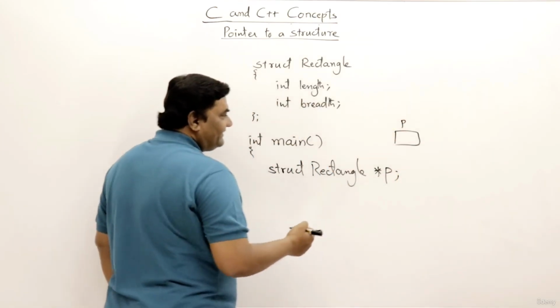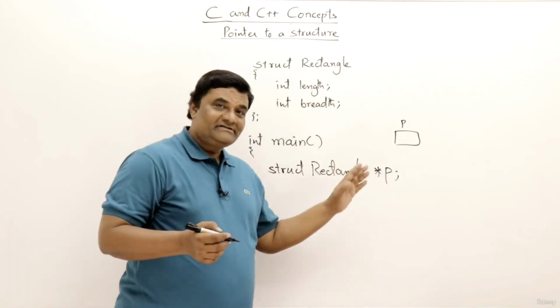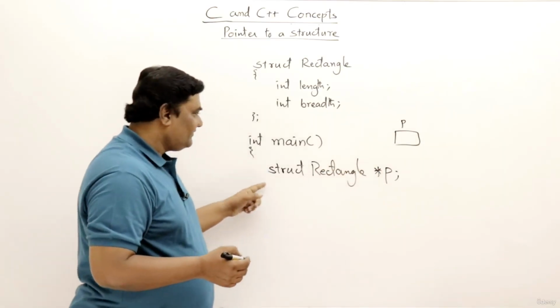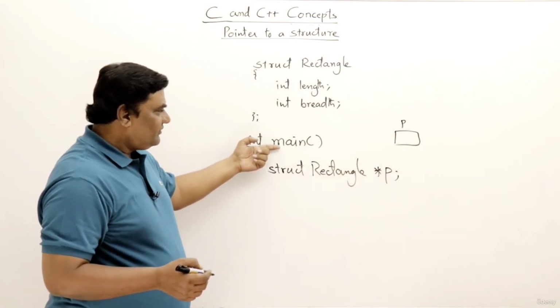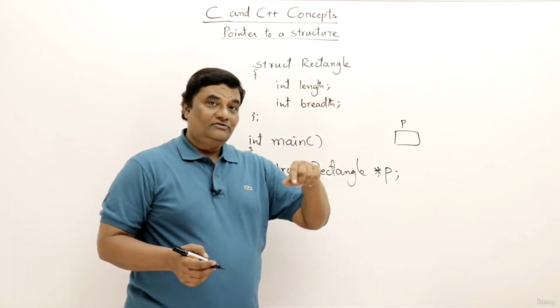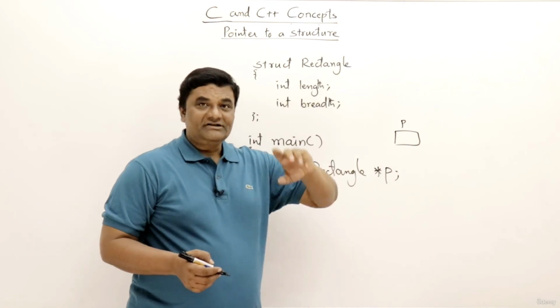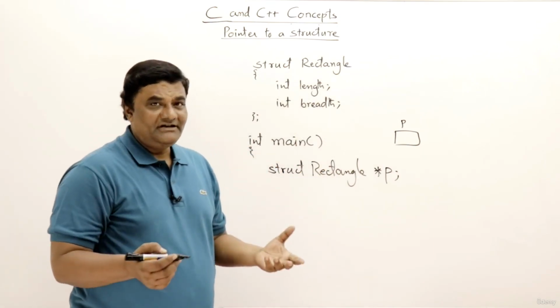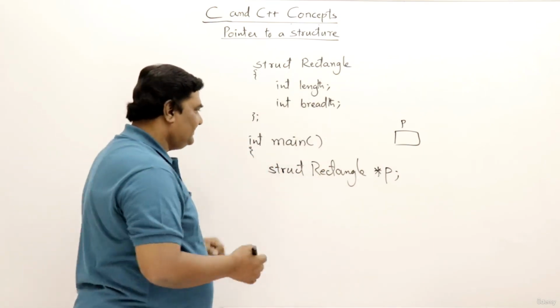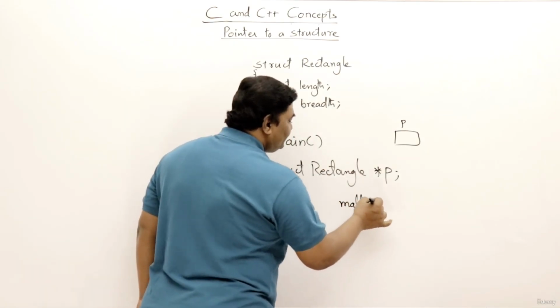So this P is a pointer, and it will be created inside the stack. Now already you are familiar, when you declare variables, they are created inside the stack as a part of the activation record of the function. So yes, it's a variable, so it's inside the stack. Now we want a variable of type structure, an object of type structure in heap. So how to get the memory in heap? Malloc function, yes. So I should call the malloc function.